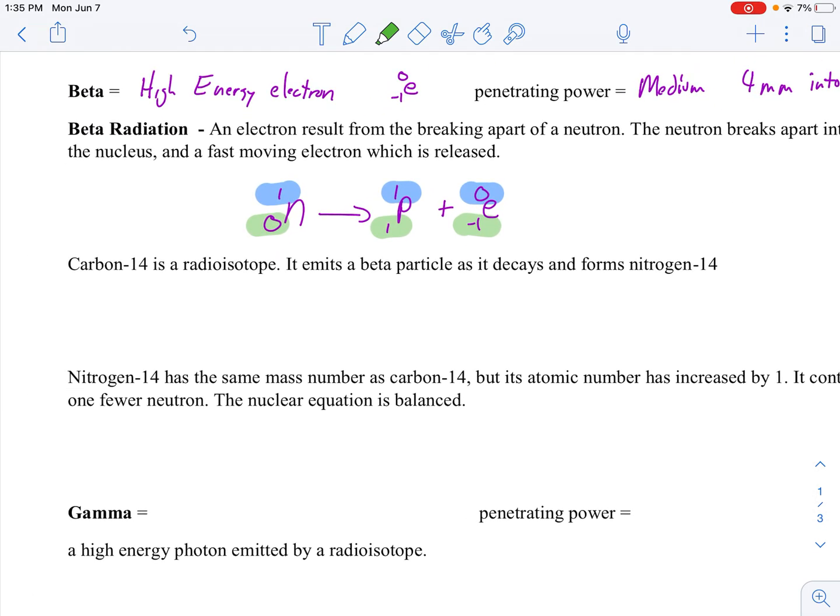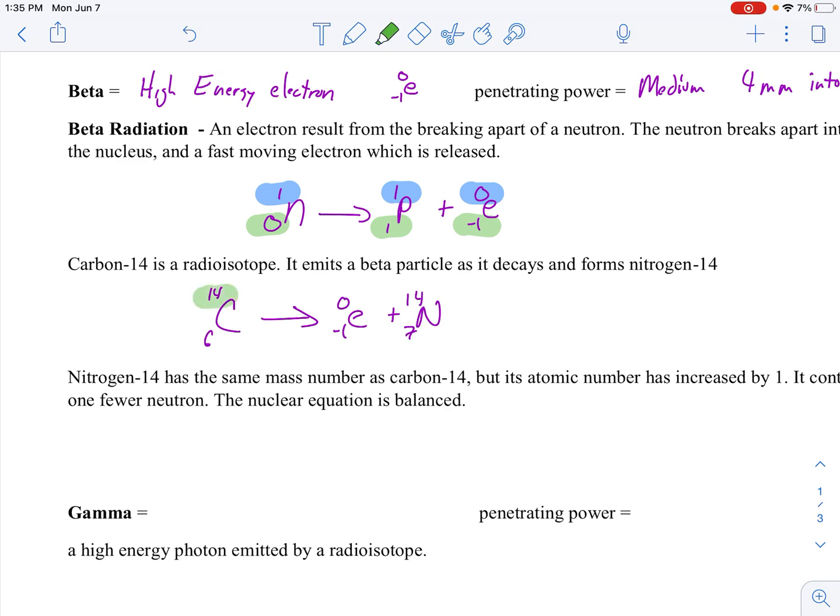So it says here, carbon-14 is a radioisotope. So it's not stable. Something has to occur to make it stable. It emits a beta particle as it decays and forms nitrogen-14. So we start with carbon-14. So carbon, 6, 14. It emits a beta particle, so e, 0, -1. And what's left over is nitrogen-14.